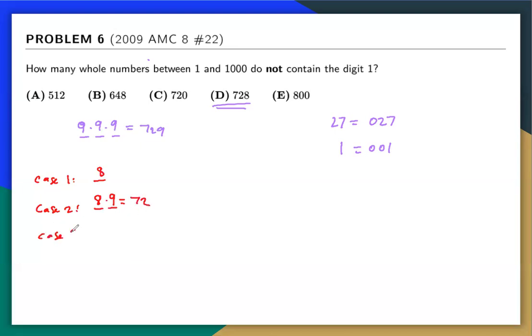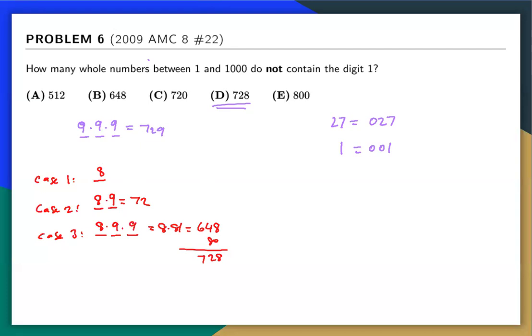Case 3 is the three-digit numbers. I have 8 options for the first digit, since 0 and 1 don't work, then 9 options for the next digit, and 9 options for the last one. Multiplying, we get 8 times 81, which is 640 plus 8, so 648. Adding 8 plus 72 plus 648, we get 728 again, which is the same answer. So that was number 6.